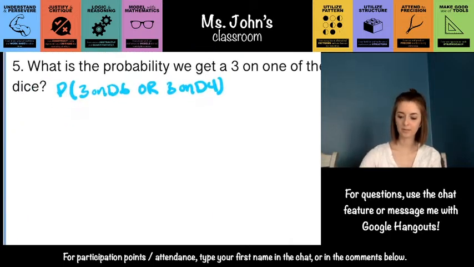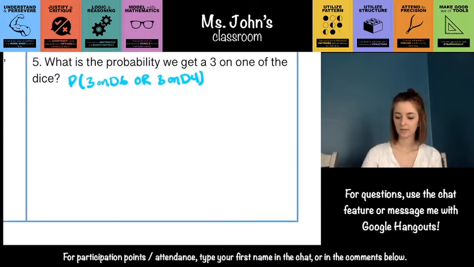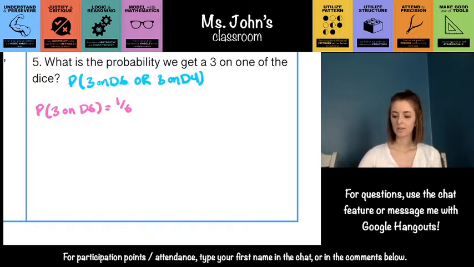I'm first going to calculate the probability of getting a 3 on the d6. It's 1 out of 6, right? Because that's just one 3 out of the 6 possible outcomes. And then the probability of getting a 3 on the d4 is higher, right? Because there are not as many outcomes, but there's still just one 3. So 1 out of 4 probability.